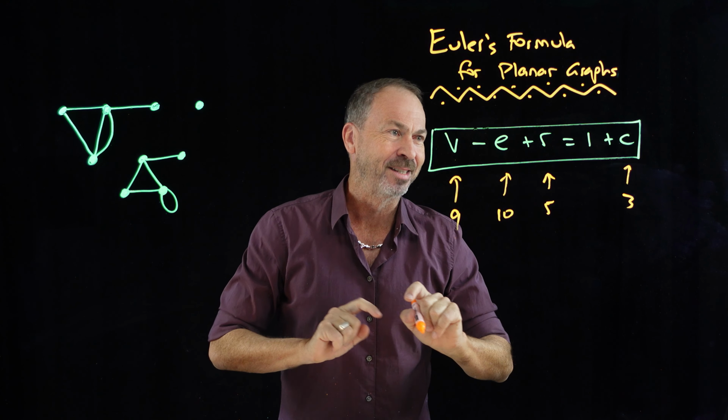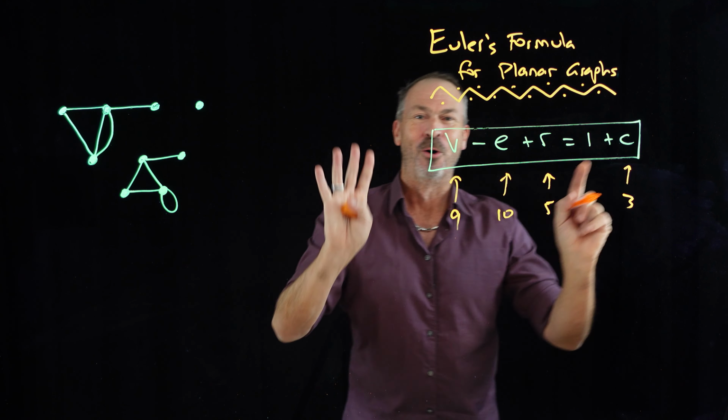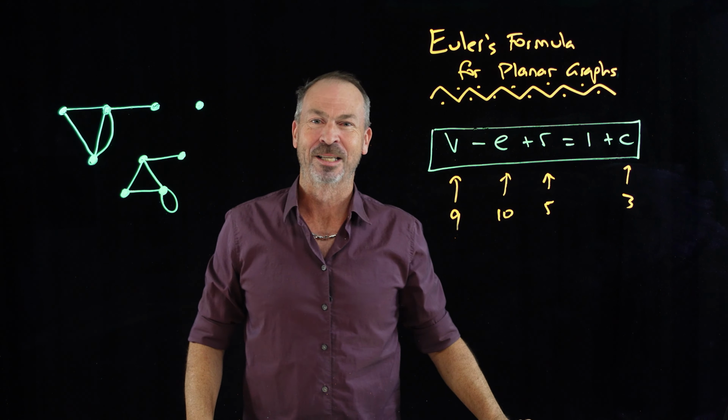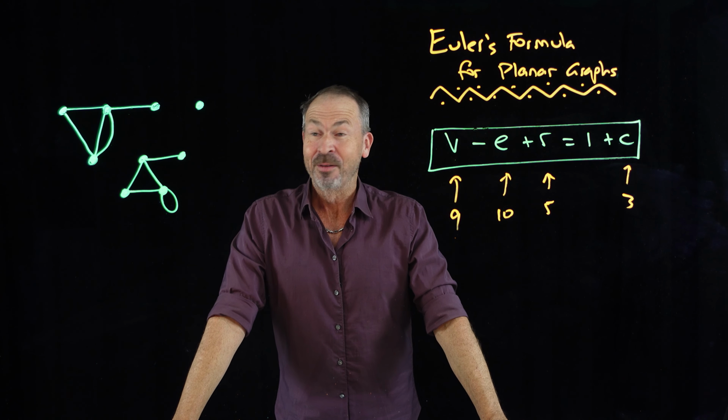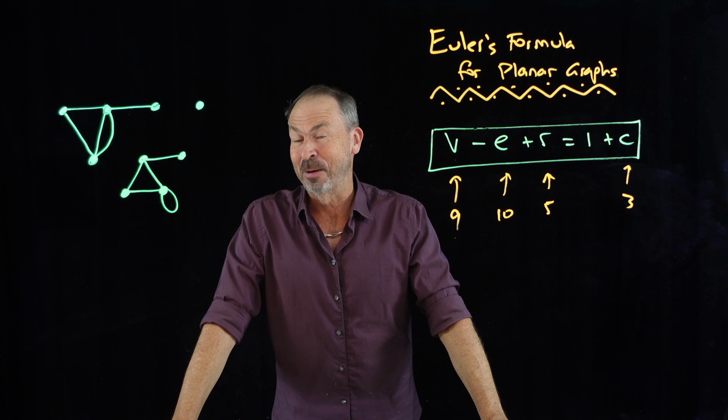So 4 on the left-hand side, and 1 plus 3 is 4. 4 on the right-hand side. Yes, that formula is working for this particular picture. Wow, great. All right, so the thing is, that formula is going to work for all such pictures you draw.